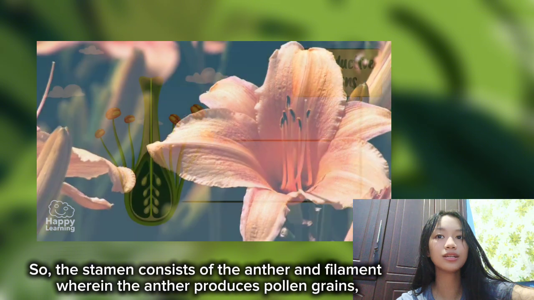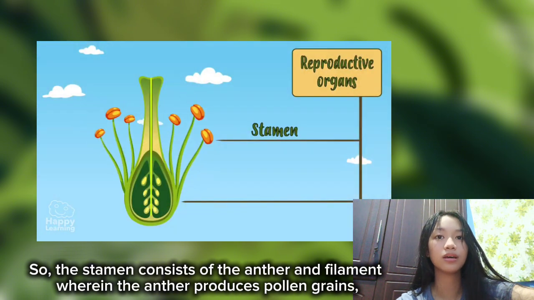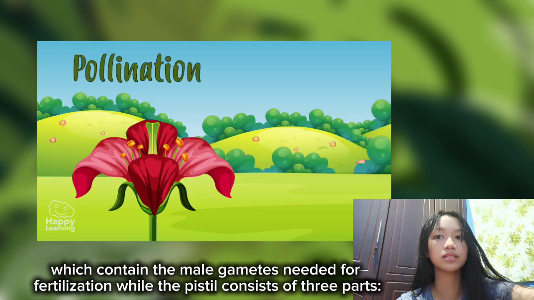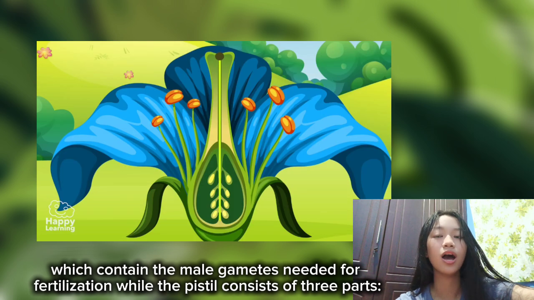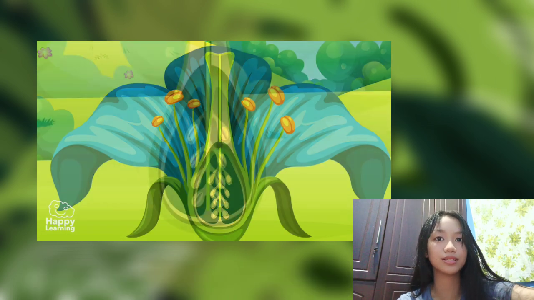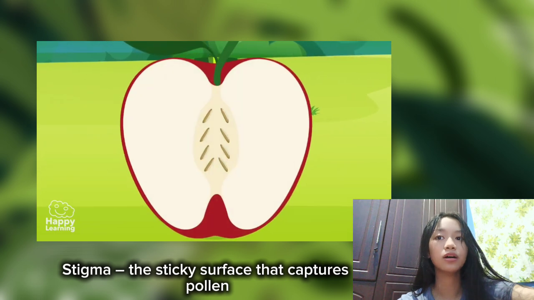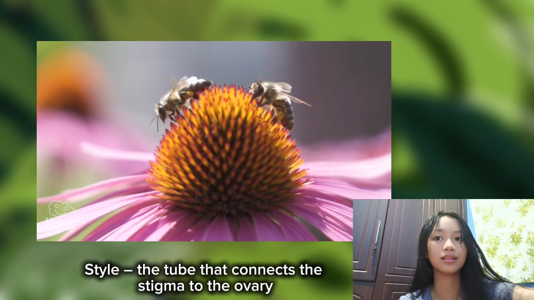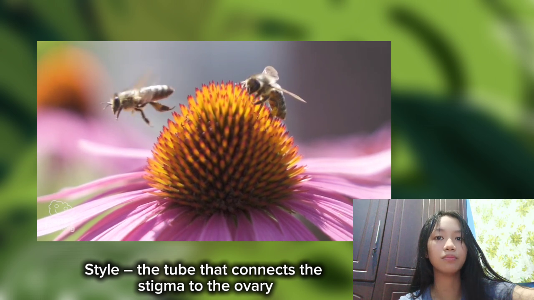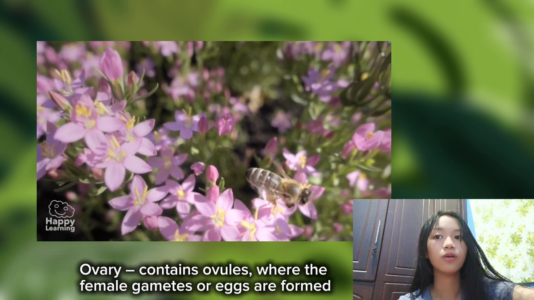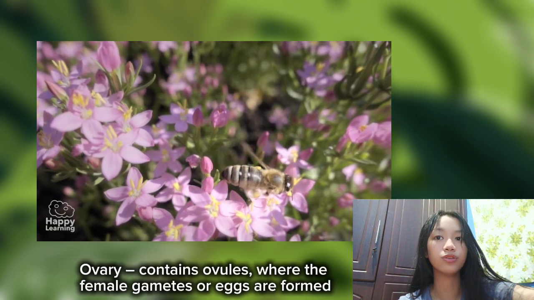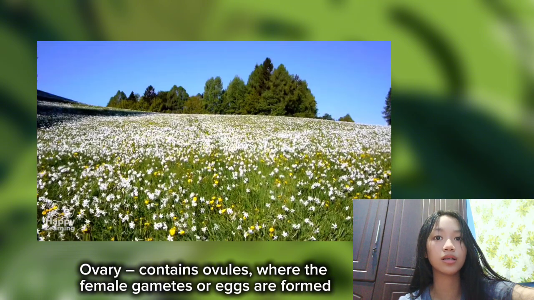So, the stamen consists of the anther and the filament, wherein the anther produces pollen grains, which contain the male gametes needed for fertilization, while the pistil consists of three parts. First we have the stigma, which is the sticky surface that captures the pollen, and then we have the style, which is the tube that connects the stigma to the ovary, and lastly, we have the ovary, which contains the ovules, where the female gametes or eggs are formed.